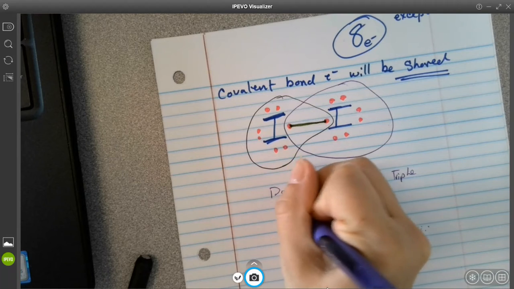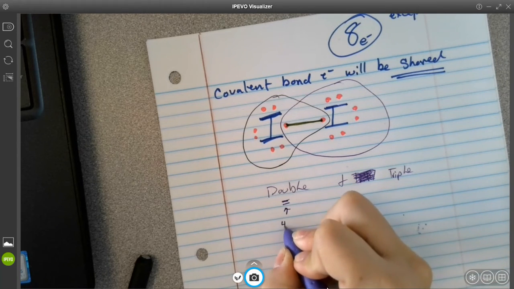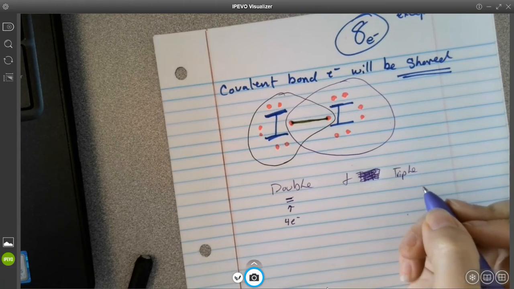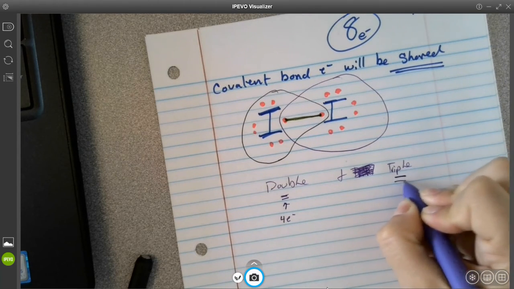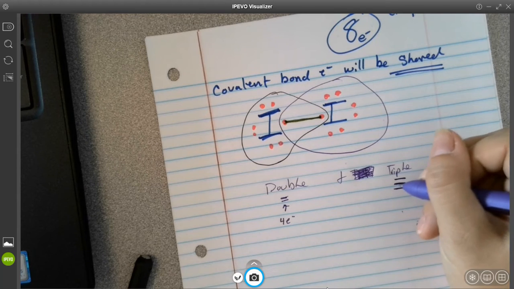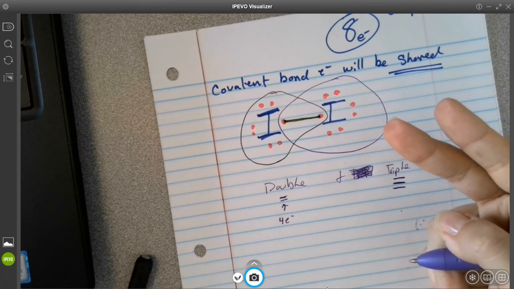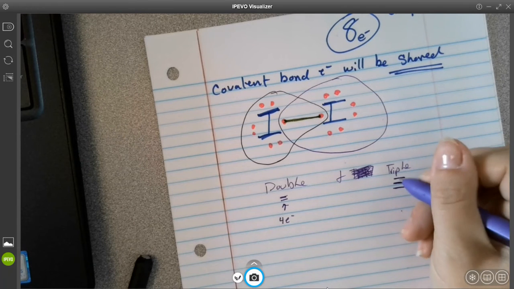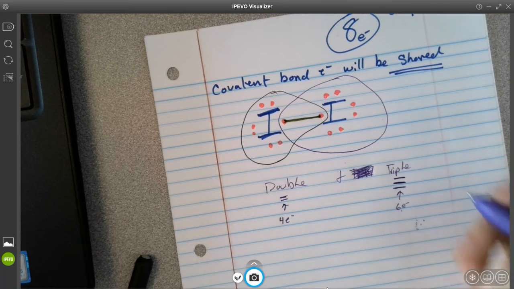So double bonds will end up looking like an equal sign. And there's 4 electrons used. Triple bonds will look like a stack of pancakes here. 3 lines. Remember, each line represents 2 electrons because each is a bond. So 2, 4, 6 electrons will be represented in a triple bond.